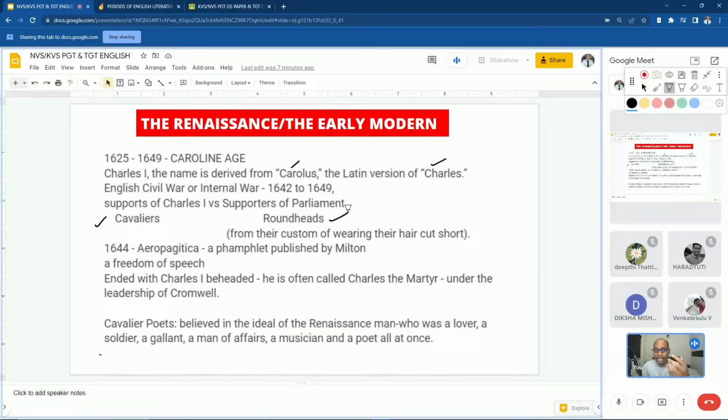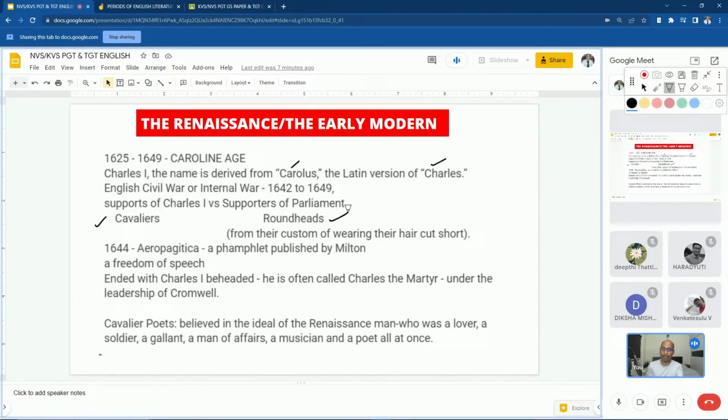So they want England to become a republic state, they want England to follow democracy, and they want the monarchy to be ended. But it was not so easy because the kings were very powerful, they had great support from the commoners also, so they were not able to dethrone them or bring the republic nature or democracy into the main.